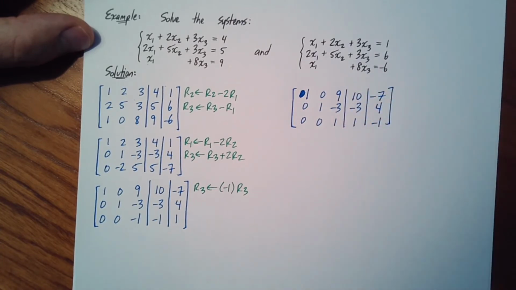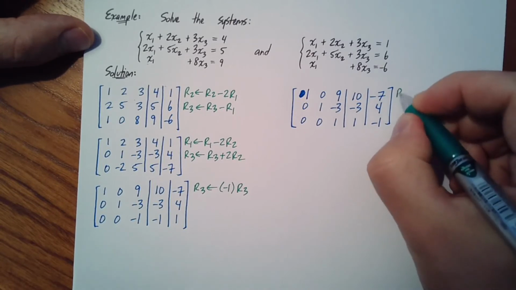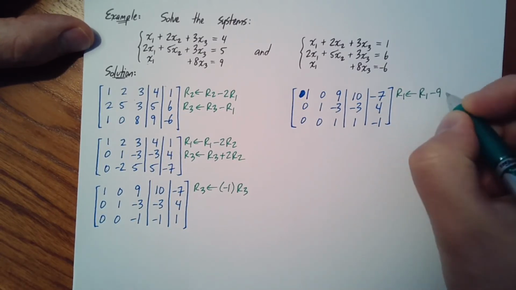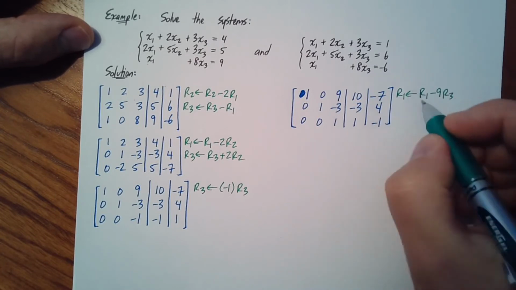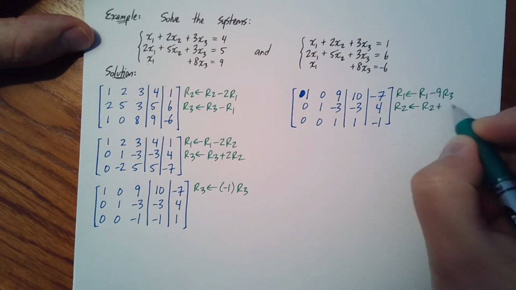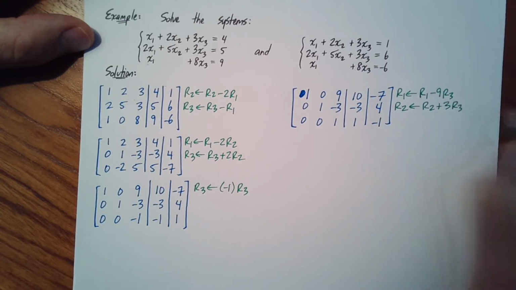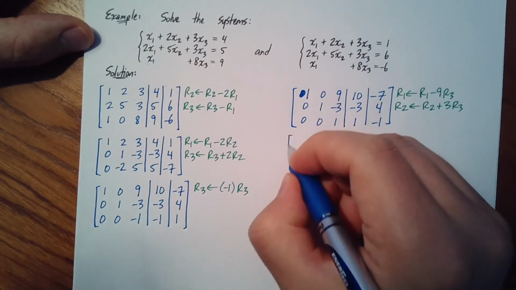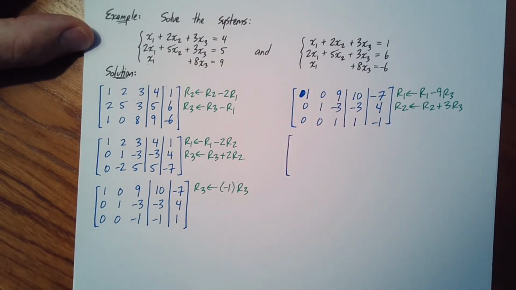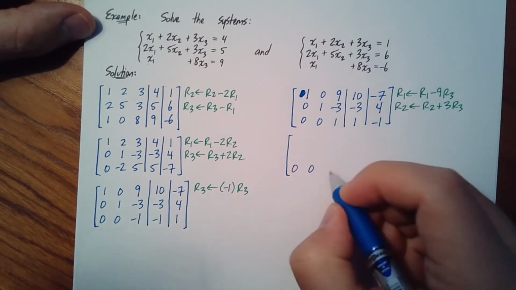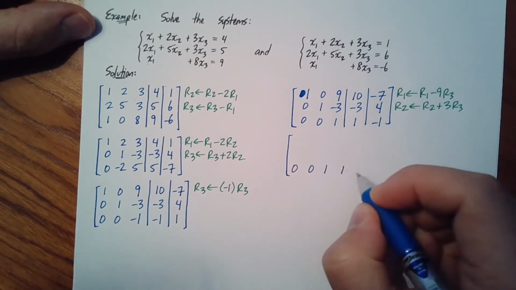Almost done. Because now we just need to clear out these 2 entries. So we're going to take row 1 and replace it with row 1 minus 9, row 3. And we'll take row 2 and replace it with row 2 plus 3, row 3. Okay, and that'll have the effect of clearing these 2 entries out. So what's going to happen? Our bottom row won't change. 0, 0, 1, 1, negative 1.